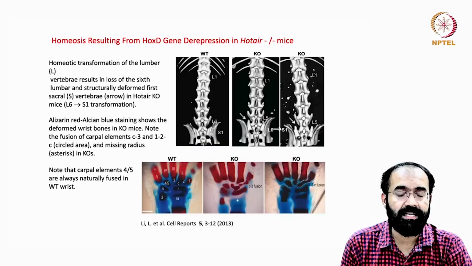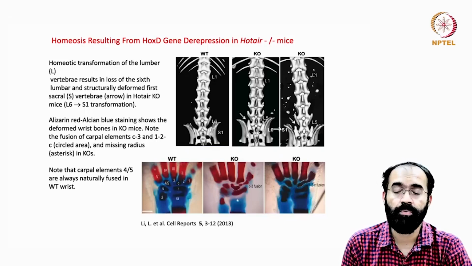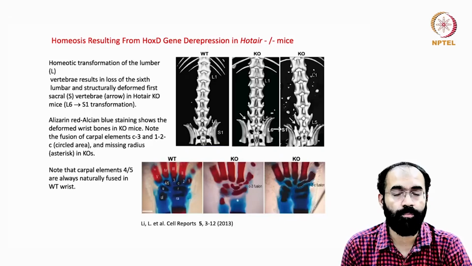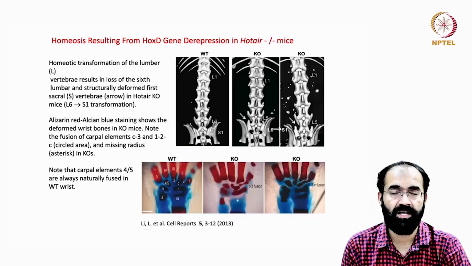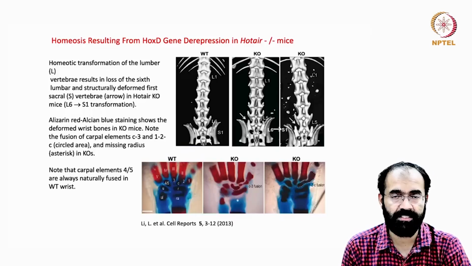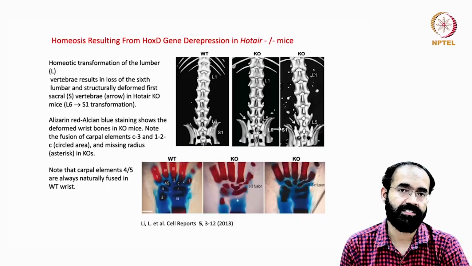So we will continue to see the importance of homeosis and several non-coding RNAs, how the gene expressions are regulated, how stringently the gene expressions are controlled, in the next class.